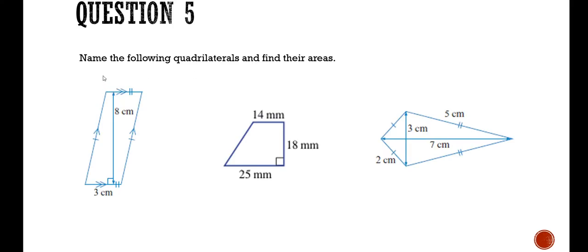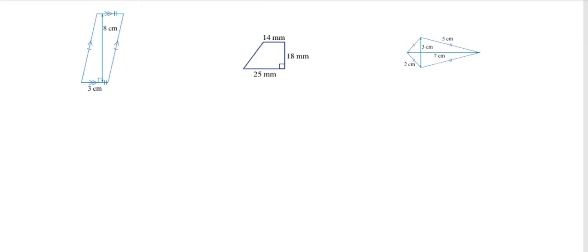Okay, question 5 says, name the following quadrilaterals and find their areas. So please draw these and have a go first. Okay, so let's first name these shapes. They're all quadrilaterals. We know a quadrilateral is a polygon with 4 straight sides. And depending on their side lengths and other features or properties, we can name them.